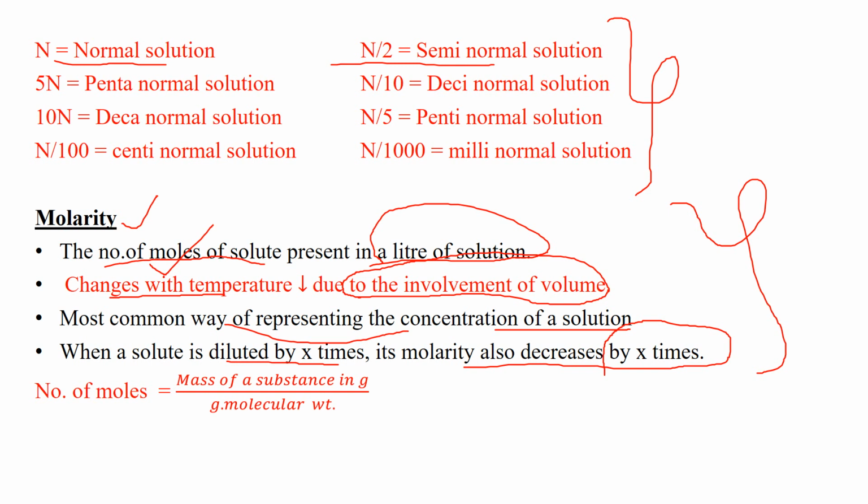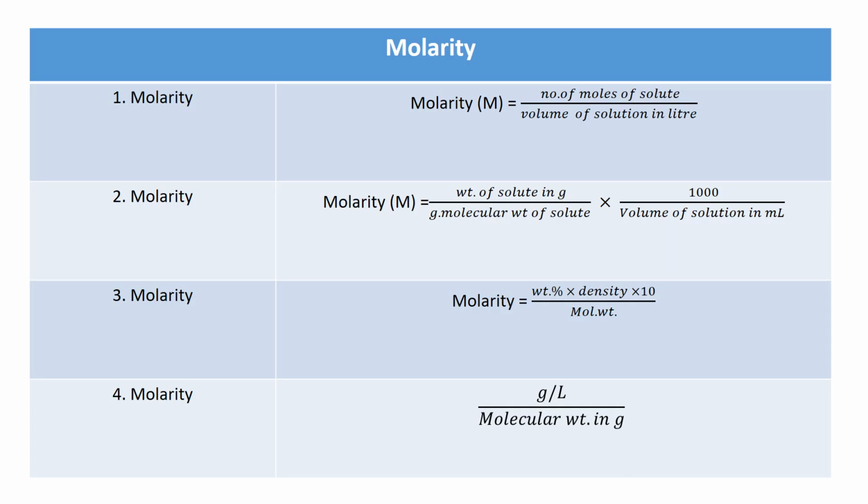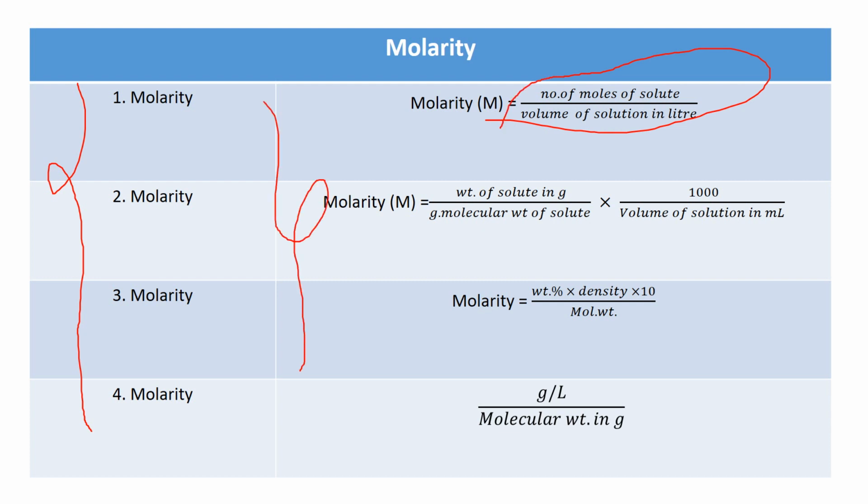Number of moles is calculated by using this formula. We have already discussed this formula in the chapter mole concept. Here are different methods for the calculation of molarity. Number of moles of solute divided by volume of solution in liters. These are different types of the formula. You have to remember this formula to tackle the numerical problems in any case.